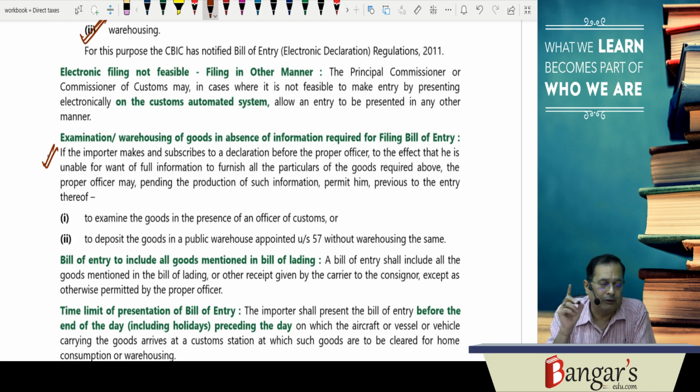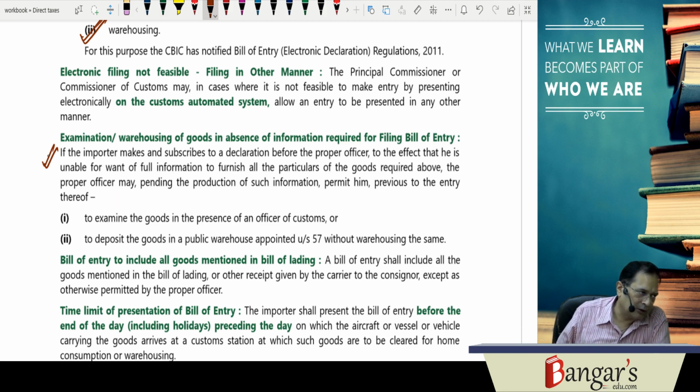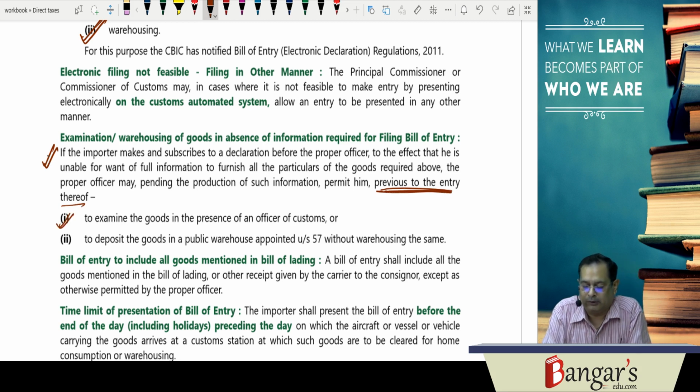Okay, but we are not presenting the bill of entry for warehousing. Therefore, it is also known as warehousing without warehousing. That is, if importer makes and subscribes to a declaration before the proper officer to the effect that he is unable, for the want of full information, to furnish all the particulars of the goods required. So here the proper officer may, pending the production of such information, permit him previous to the entry thereof to examine the goods in presence of the officer, or to deposit the goods in public warehouse appointed under section 57 without warehousing the same.